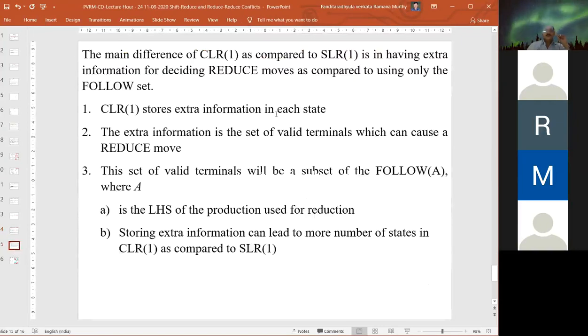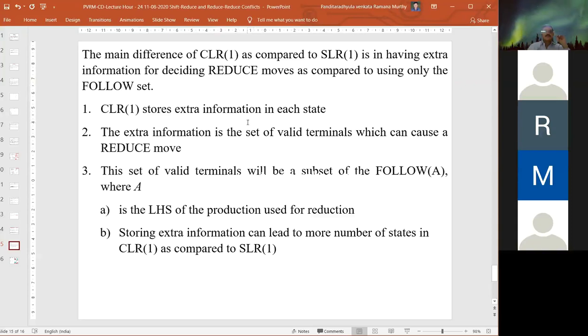The main difference of CLR as compared to SLR is having extra information for deciding reduce moves. What is the extra information that CLR contains when compared to SLR? It helps avoid reduce conflicts as compared to using only follow sets. SLR contains only follow sets. In addition, CLR contains more information on when to use the reduce moves.